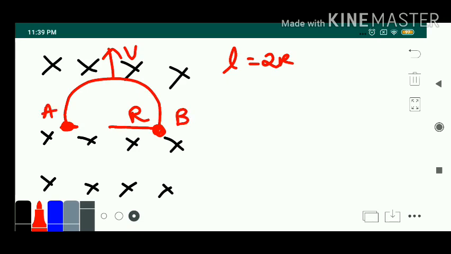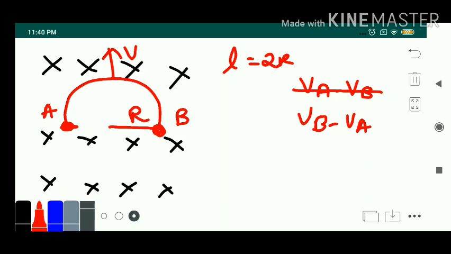I'm not giving the direction. Pause the video and try to find out what will be VA minus VB, that is the potential difference between A and B. Let's make it VB minus VA. In place of VA minus VB, write it as VB minus VA. So how would you find it? Pause the video and try to find it by yourself, guys. And if you don't, I will prove the answer now itself.